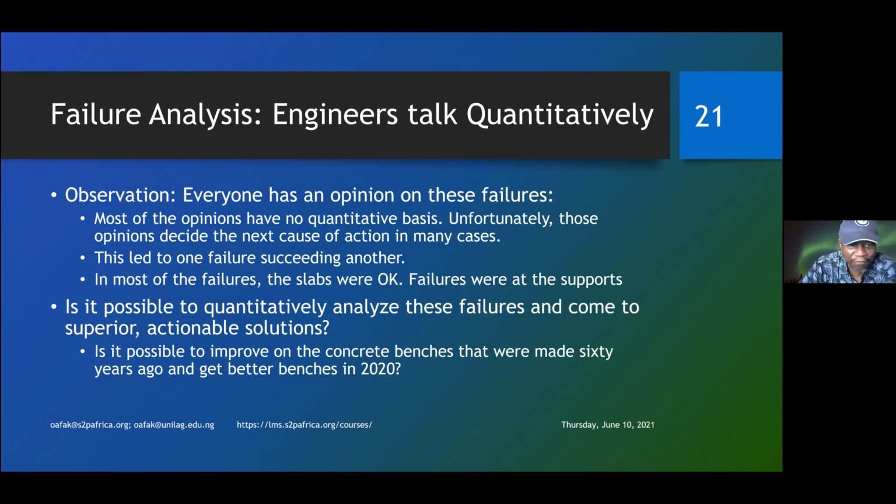In most of the failures, the slabs were okay. The failures were at the supports. Is it possible to quantitatively analyze these failures and come to superior actionable solutions? Is it possible to improve the concrete benches that were made 60 years ago and get better benches in 2021? I wrote this note in 2020, you can see. But is it possible to improve on it and get better benches instead of getting worse benches?